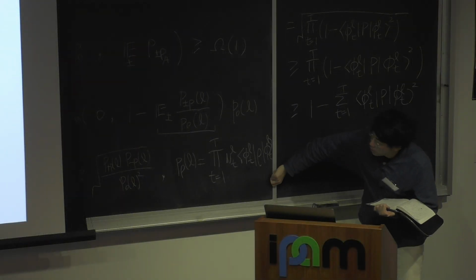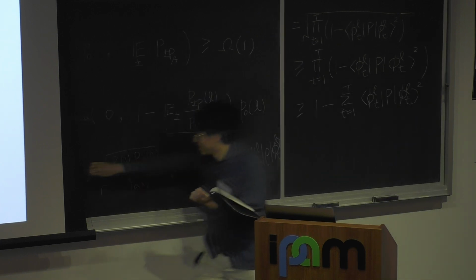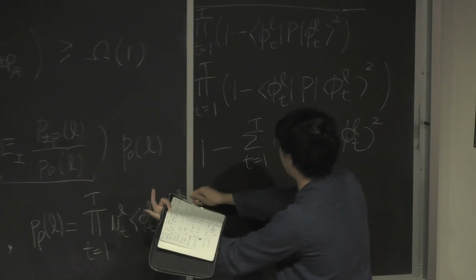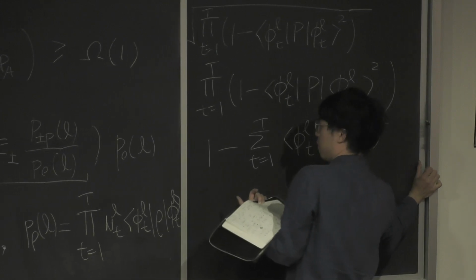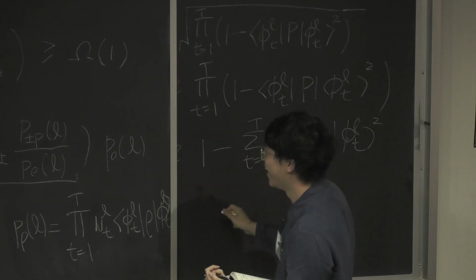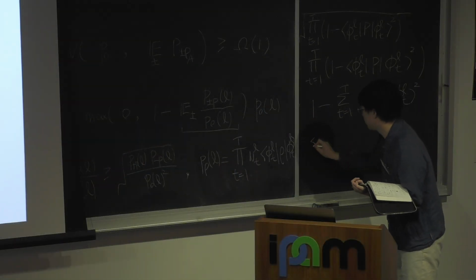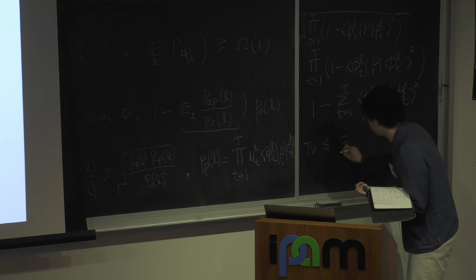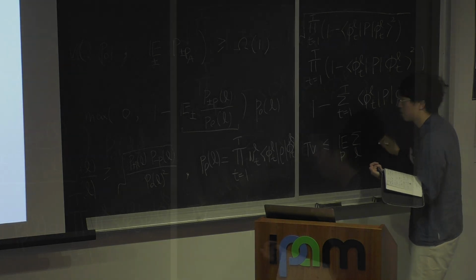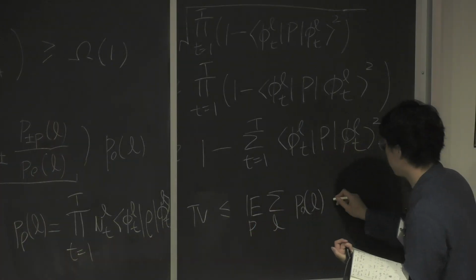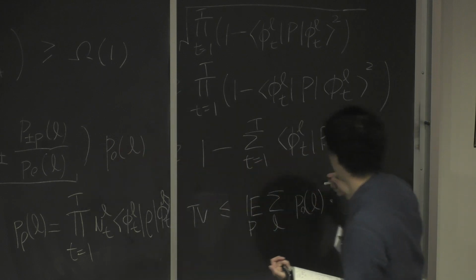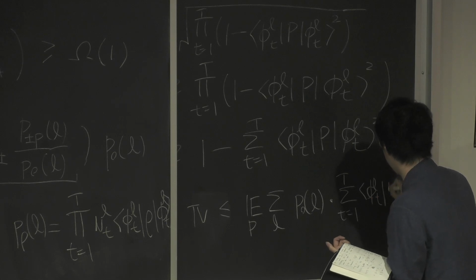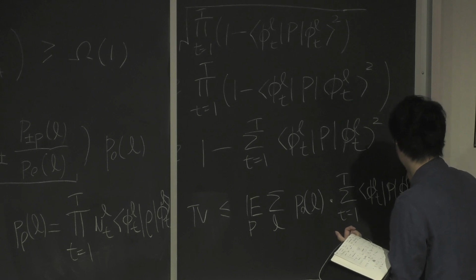So the likelihood that we're looking at here, the likelihood itself, can be lower bounded by 1 minus this guy. So together, what we have is the TV can be upper bounded by the average of a Pauli sum over leaf nodes P0 of L times, if we plug this lower bound into that max function, it would only leave this term left, sum over t from 1 to capital T, phi L t P phi L t squared.